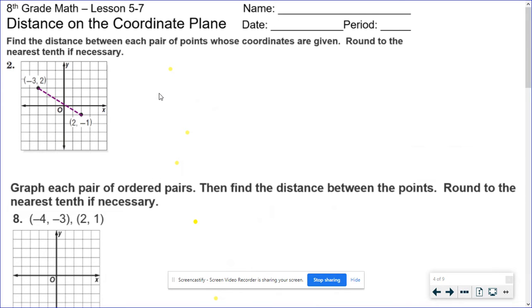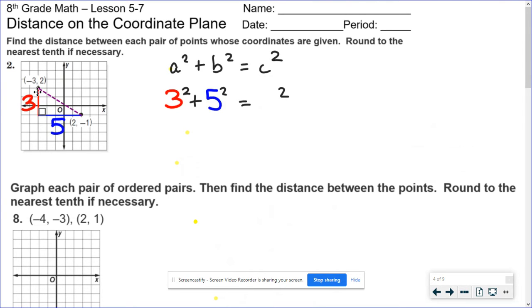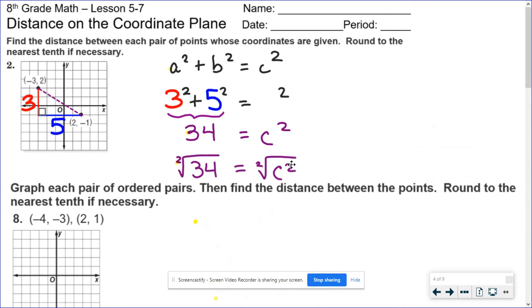Brief review from the other day's practice. If you have 2 points connected on the coordinate plane, now one thing you could do is draw that right triangle. Using the right triangle Pythagorean theorem, we can identify one length and one width, or one leg and the other leg. Now 3 squared and 5 squared makes 34. And of course, we don't want to know what c squared is, so let's get rid of a second power by taking the second root, being fair to both sides.